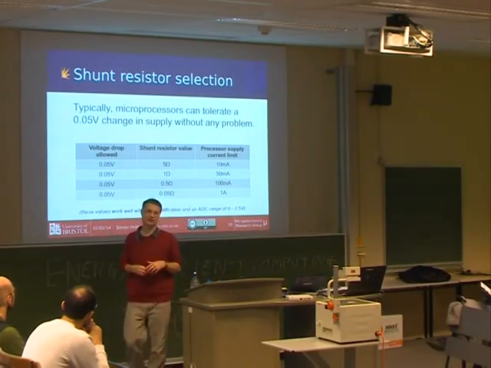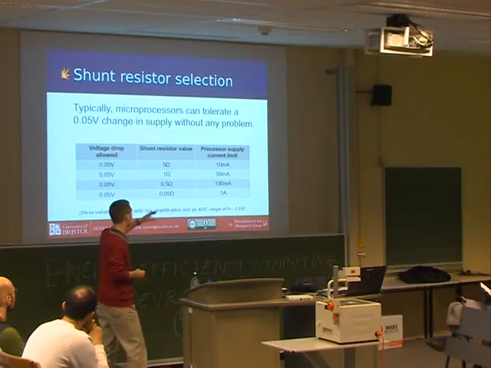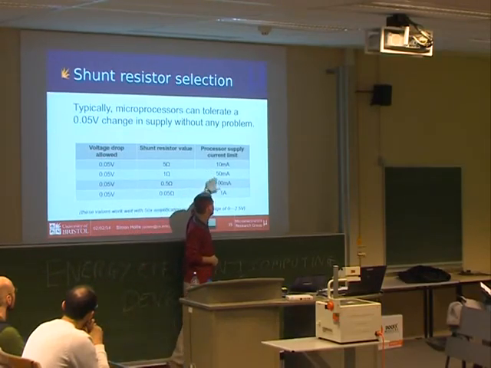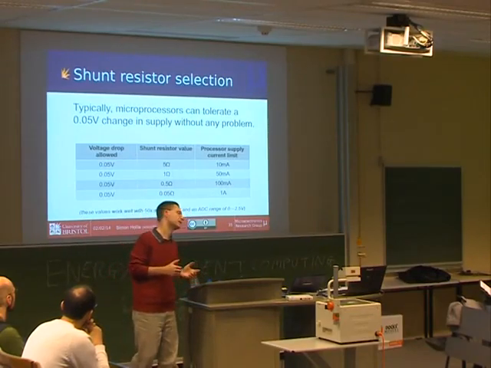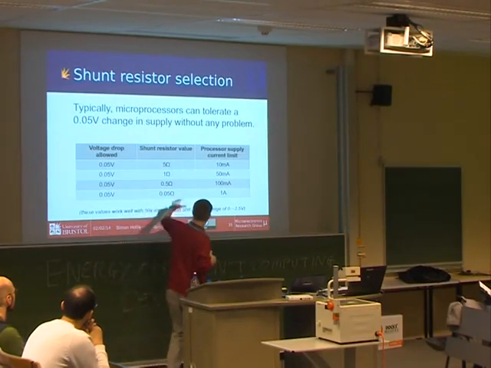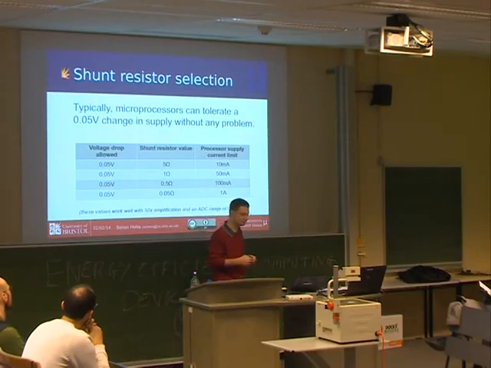cover this range, which is the range of typical microprocessors. So anything from microprocessors that take microwatts up to something taking a full amp, and some of the more powerful ARM boards we have. So this range of resistors gives you the allowed voltage drop, but it is still very small.